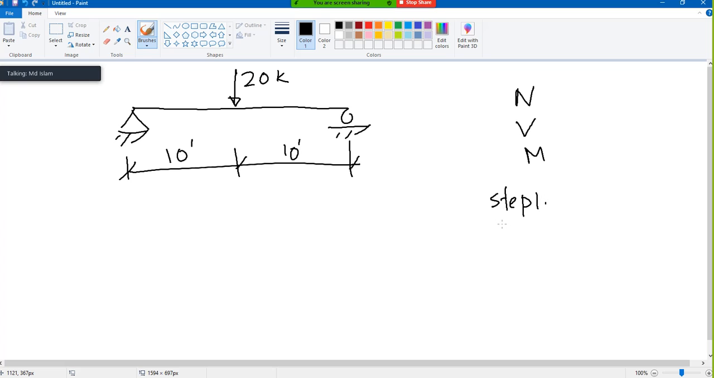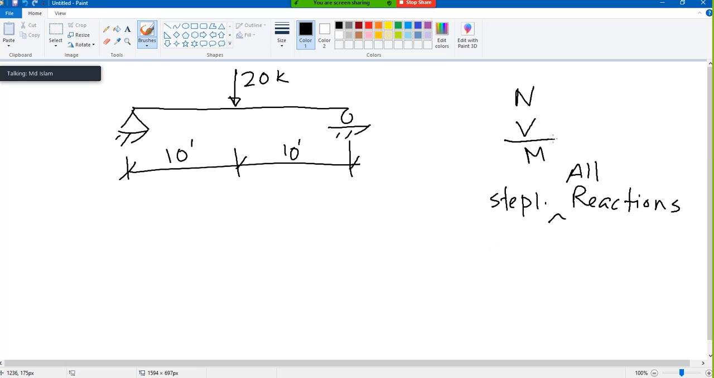Okay, step number one is to find all reactions. So you need to find all reactions in this beam. All means, oh, I didn't write all. All reactions. Step number two depends on the diagram.